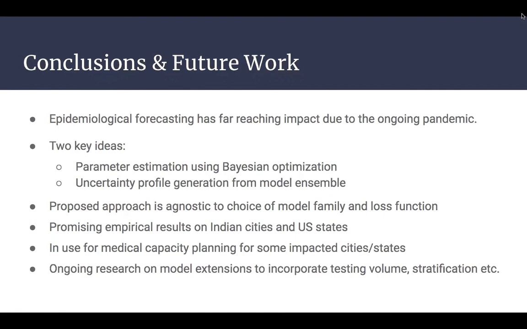The proposed approach is agnostic to the choice of model family and loss function and enables accurate forecast for fine-grained spatial regions. We obtained promising empirical results on Indian cities and US states. This approach is currently being used for medical capacity planning for some impacted Indian cities and states. We are working on model extensions to incorporate testing volume and stratification and plan to open source our modeling codebase in the future.